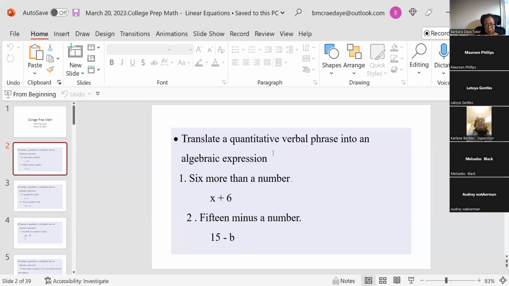6 more than a number. 6 more than means an add, right? More than is add. So that means we've taken a number, we're calling it X, and we're adding a 6.